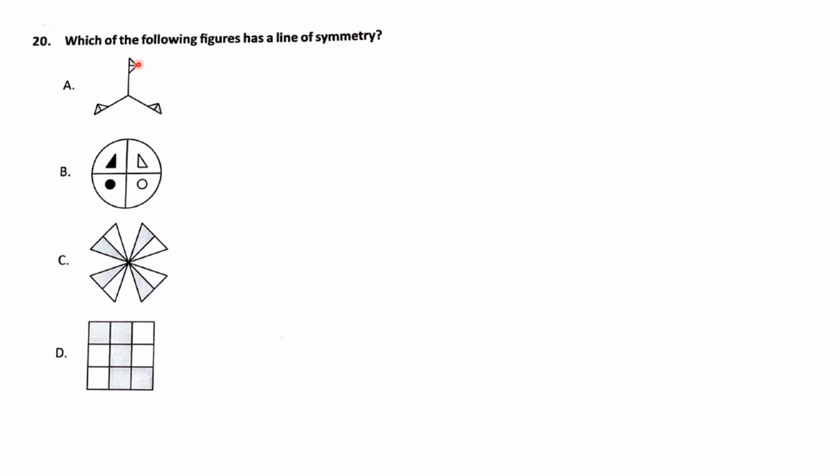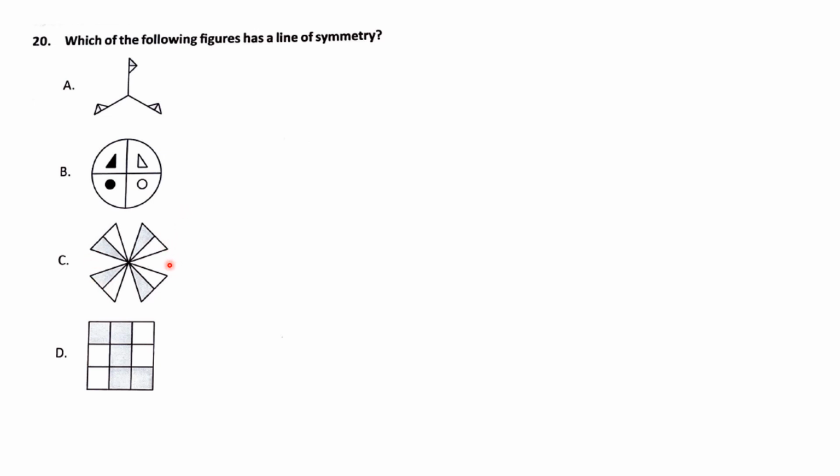Now question number 20. Which of the following figures has a line of symmetry? So if you see the first figure, we don't have a line of symmetry here. In the second figure also, if you draw vertically and horizontally, or you can draw the line of symmetry diagonally, it does not have a line of symmetry.